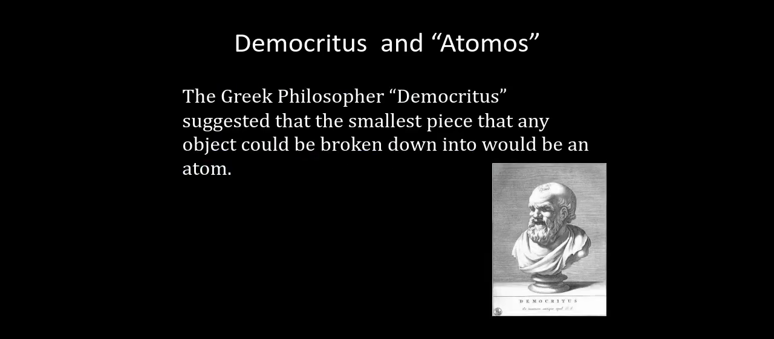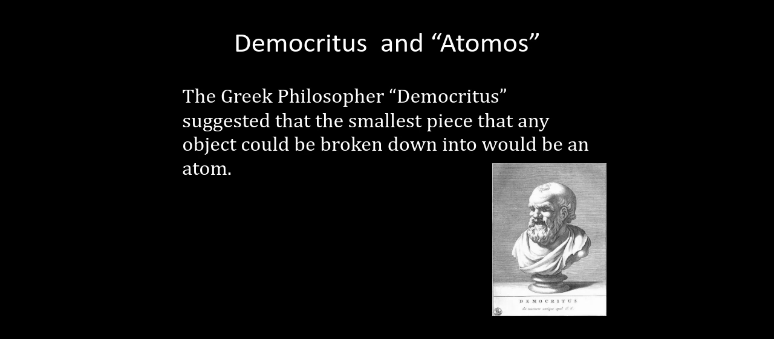So the beginning of this 4,000-year journey of the atom starts out with Democritus, who was an ancient Greek philosopher from thousands of years ago. He suggested that if he had an object, say a piece of paper, and he kept tearing it in half over and over again, he would eventually reach a smallest possible piece that he couldn't divide anymore. And he described this piece as atomos, or indivisible, and that's where we get the word atom.